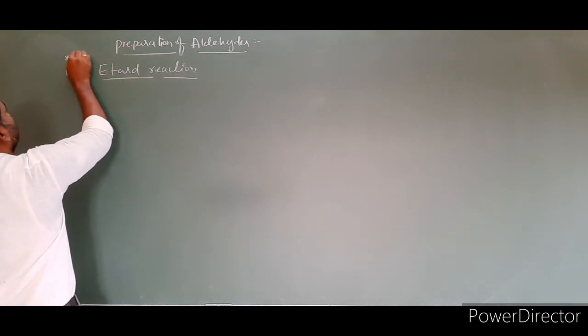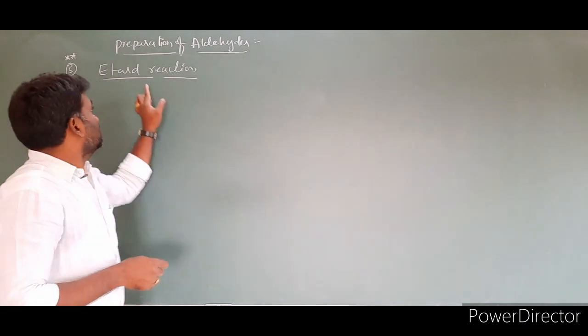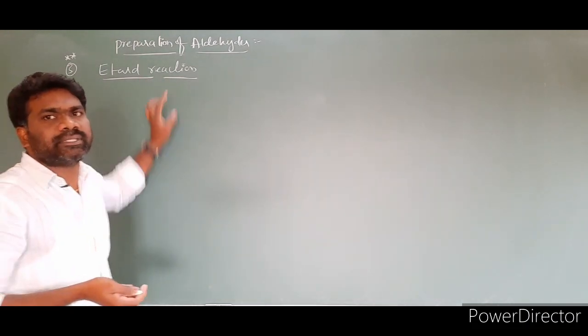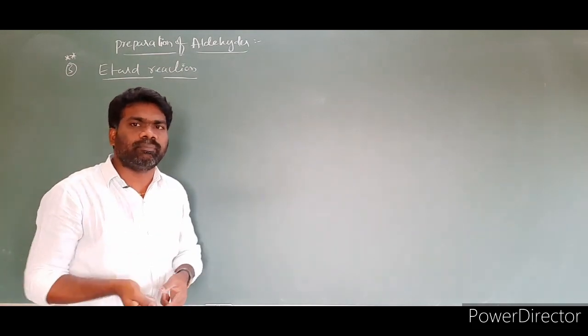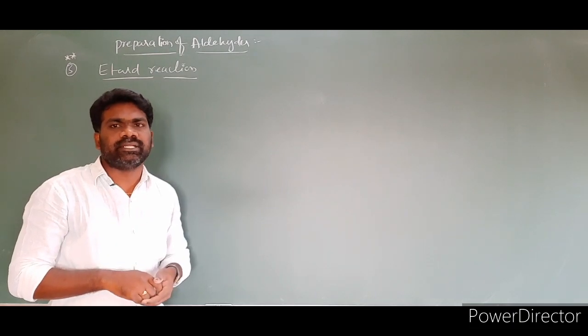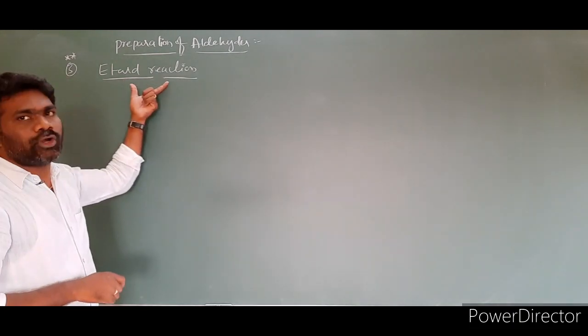So it is also a named reaction, important for PUC. The statement regarding the Etard reaction: chromyl chloride oxidizes the methyl group of toluene to a chromium complex, which on hydrolysis gives aldehydes. This reaction is known as the Etard reaction.